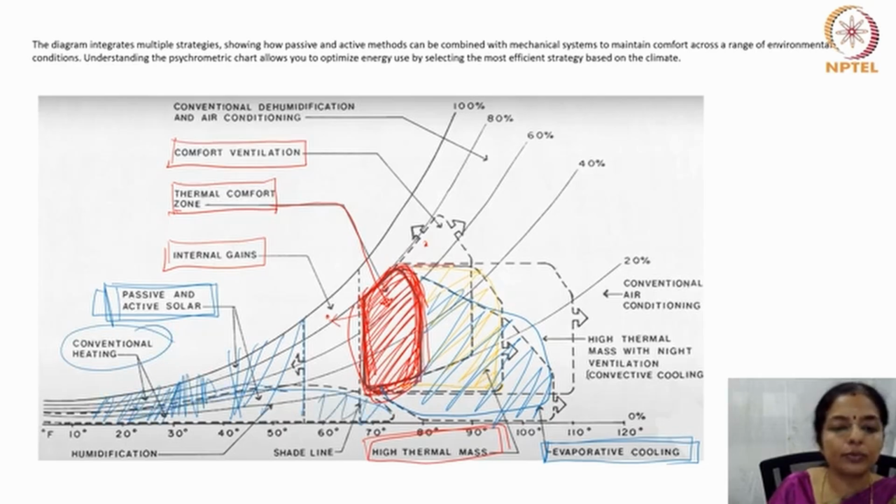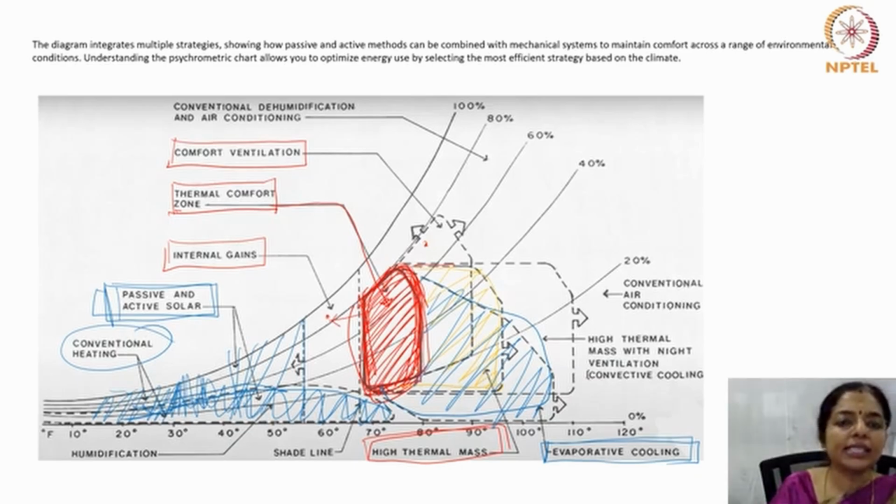So this is where conventional techniques of heating, when natural methods are not sufficient, mechanical heating in cold climates or air conditioning in hot climates becomes necessary. And in this chart, it is represented where extreme temperature conditions occur outside the comfort zone.